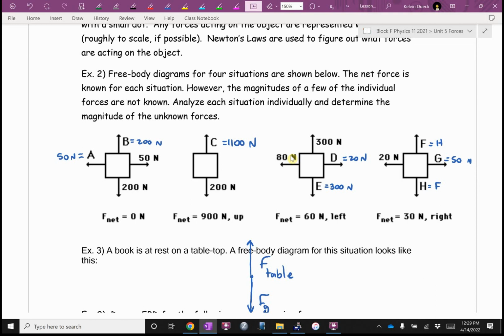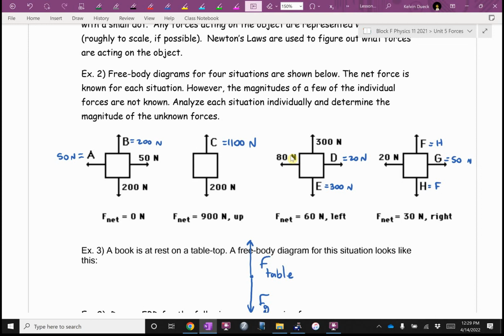What did I mean by roughly to scale? If you know two forces are the same size in magnitude, make the arrows the same size. If you know one force is bigger than another force, make that arrow obviously longer than the other force.